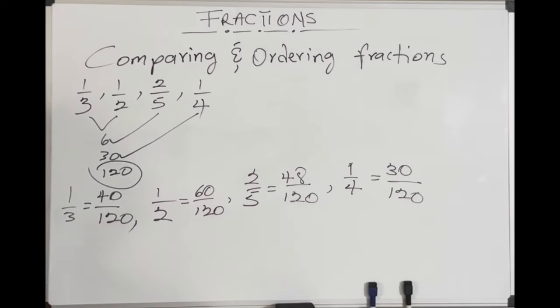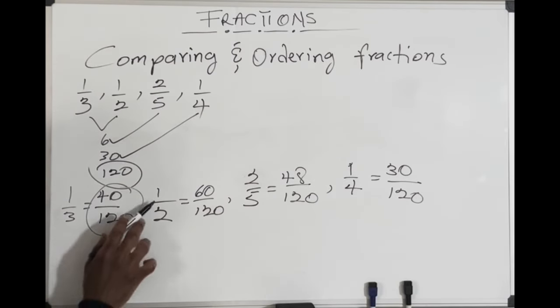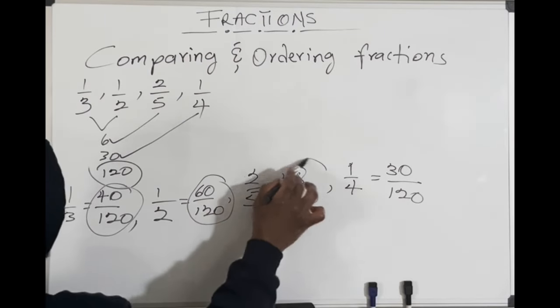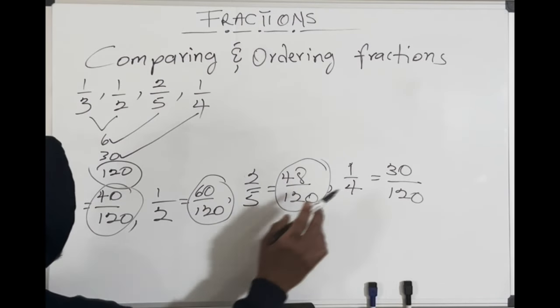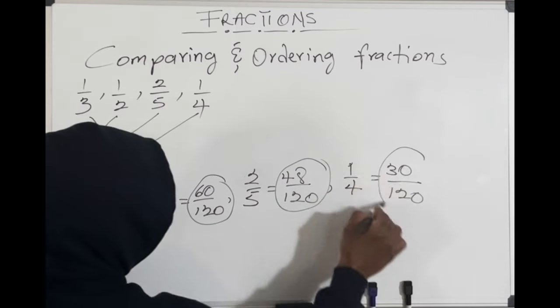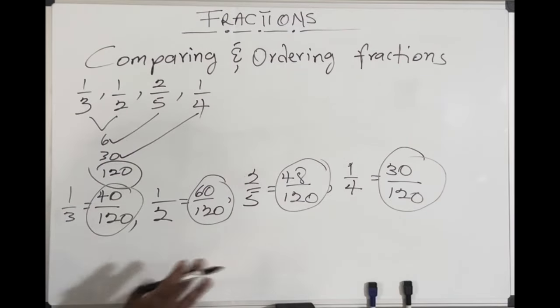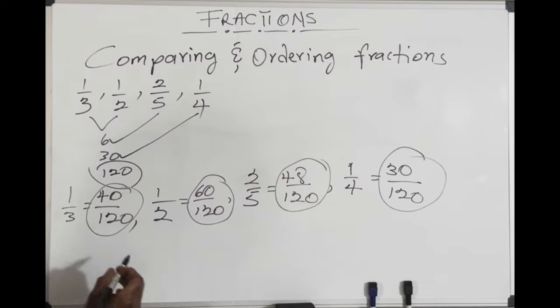Okay. Right now, for 1 over 3, we have what? 40 over 120. 1 over 2, we have what? 60 over 120. 2 over 5, we have what? 48 over 120. 1 over 4, we have what? 30 over 120. So right now, it's very easy for us to compare them and then order them from ascending order to descending order.